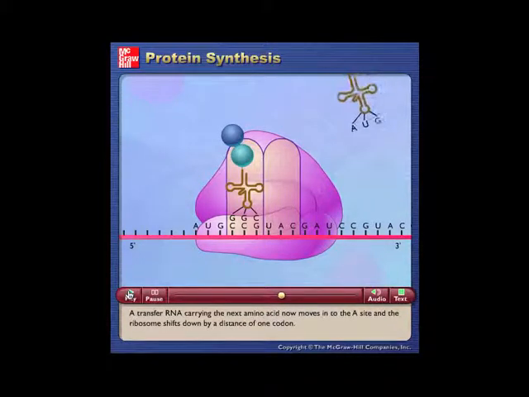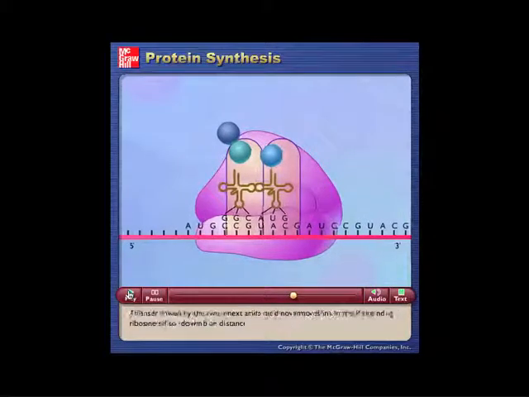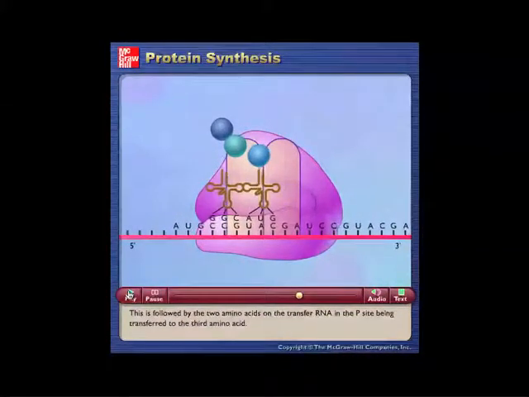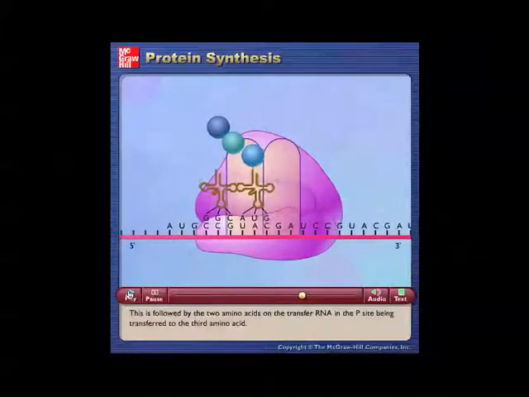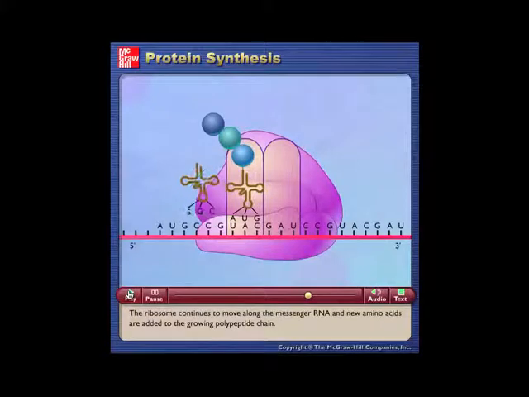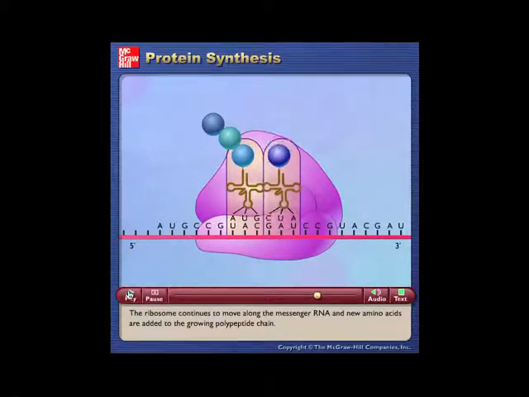A transfer RNA carrying the next amino acid now moves into the A site and the ribosome shifts down by a distance of 1 codon. This is followed by the 2 amino acids on the transfer RNA in the P site being transferred to the third amino acid. The ribosome continues to move along the messenger RNA, and new amino acids are added to the growing polypeptide chain.